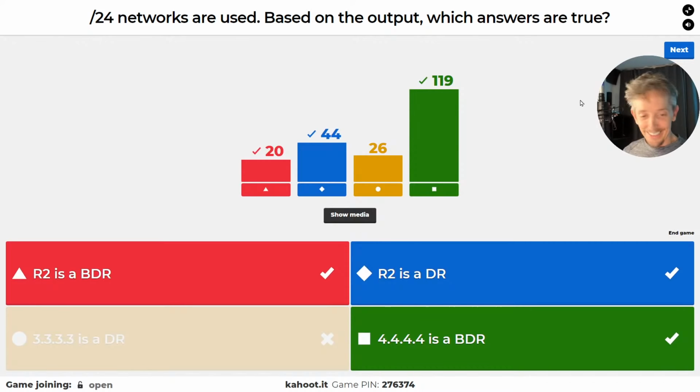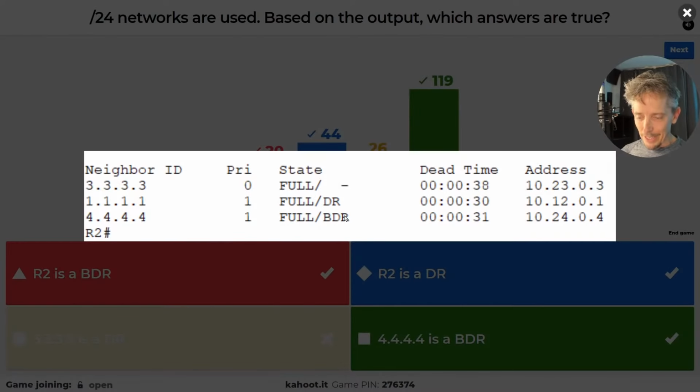Wow, crushed it. Amazing. That's so good. So 4444 is a BDR. A lot of people answered that, and let's take a look real quick at the output. This is a tricky question, or it can be a tricky question, unless you've spent a few minutes with it. Let me turn on my pen real quick.